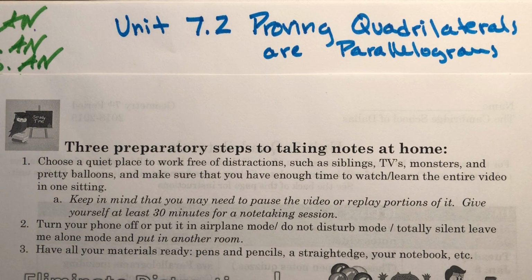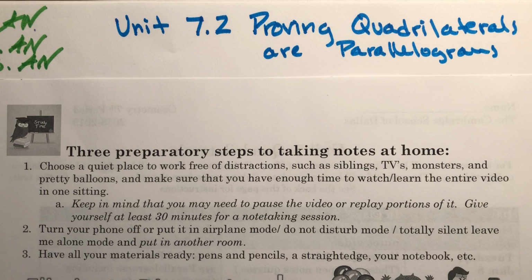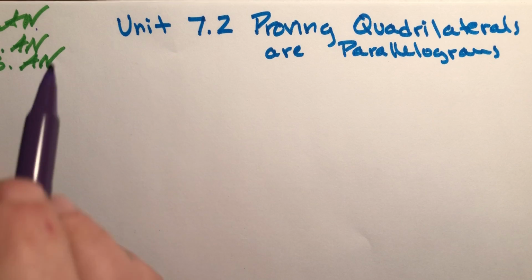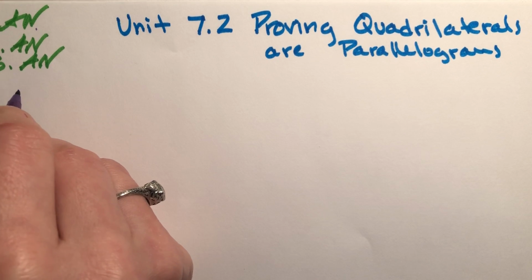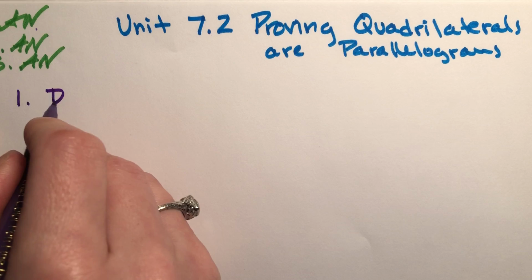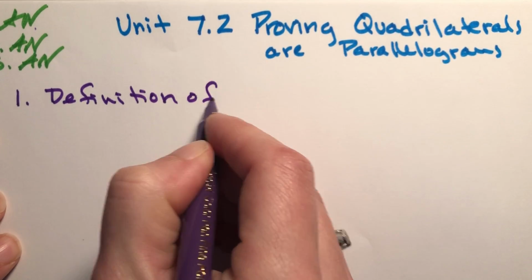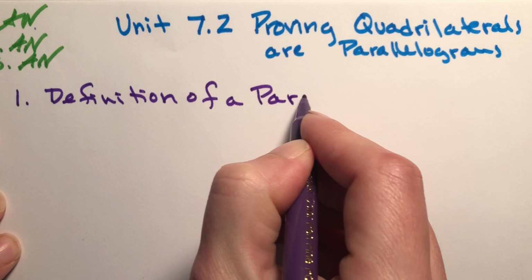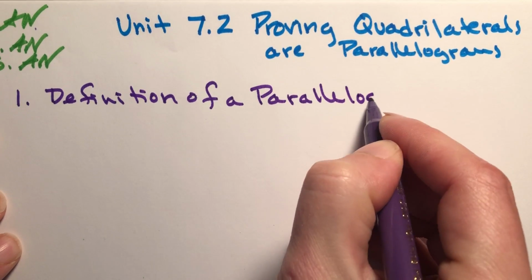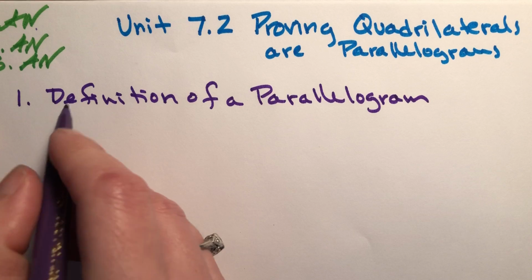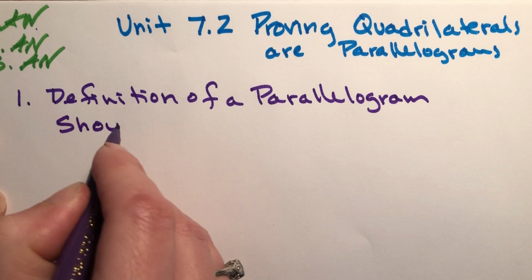Okay, so proving quadrilaterals are parallelograms. So, what are ways that we can prove that a quadrilateral is a parallelogram? First of all, we can work from the definition. What is the definition of a parallelogram? Well, that is that both sides are parallel.